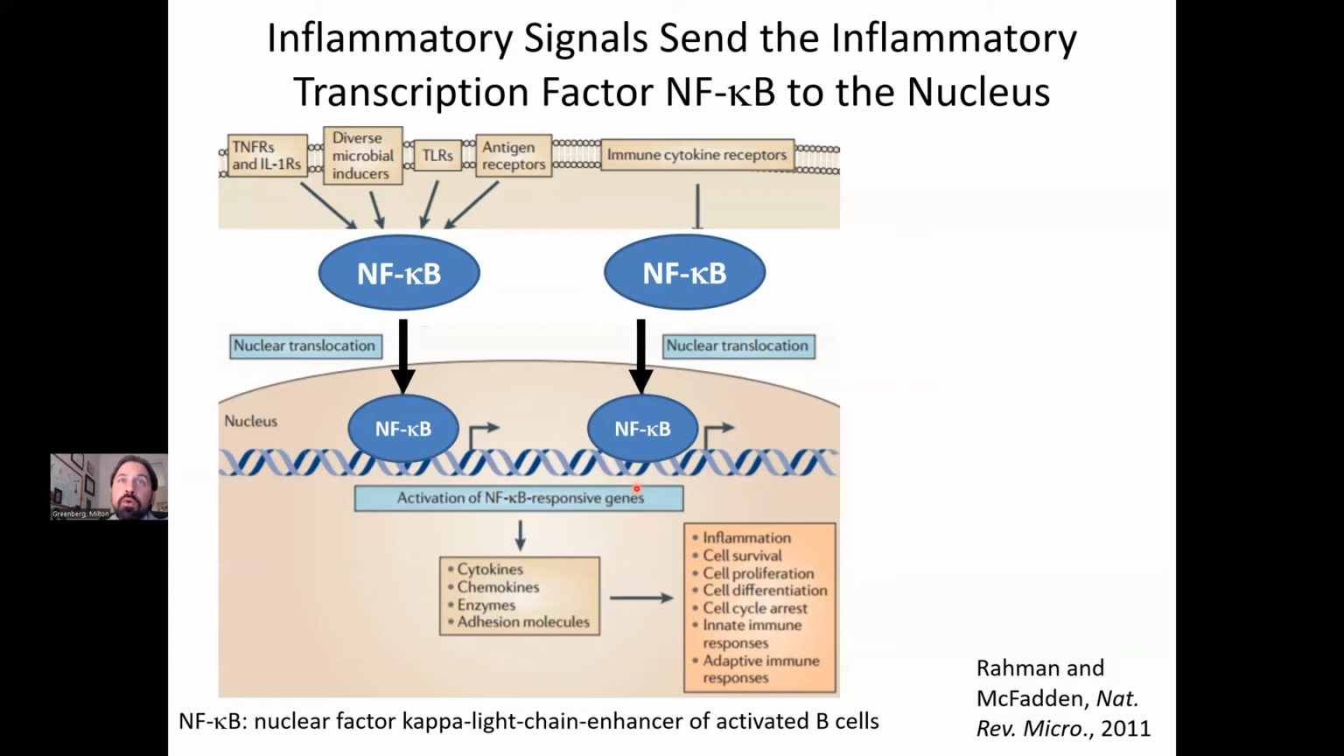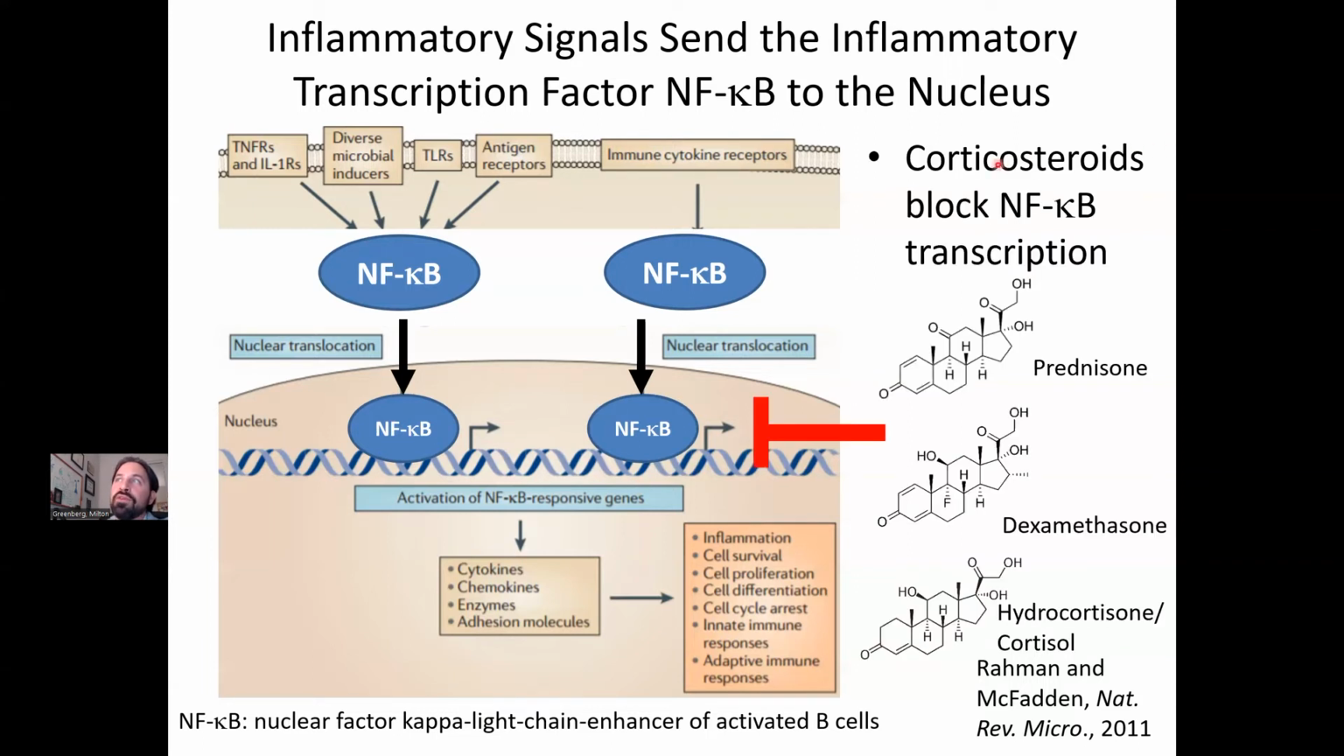So in the case of immunopharmacology, this is important because corticosteroids block NF-kappa B transcription. These are several different types of anti-inflammatory drugs, and they are all derived from cortisol. Cortisol is a naturally occurring molecule. It's your stress hormone, very important in stress responses. Your adrenal glands will make cortisol, and cortisol will suppress the immune system and suppress inflammation.